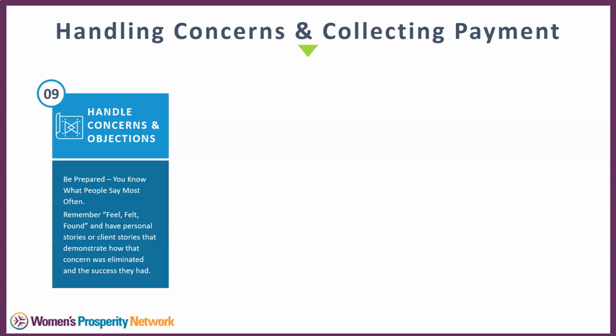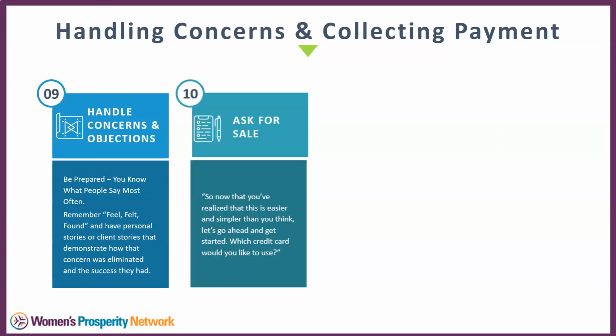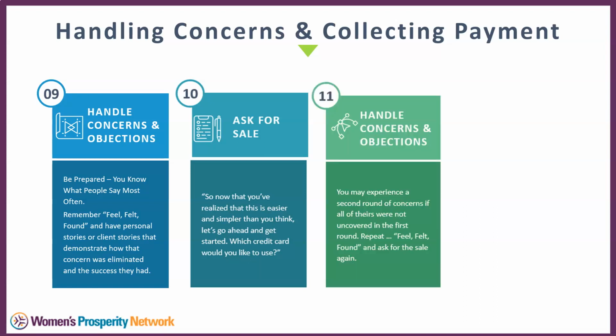So feel, felt, found, using personal stories or client stories of how you overcame the objection. Once you go through that process, it's time to ask for the sale again and say something like, "So now that you've realized that this is easier and simpler than you think, let's go ahead and get started. Which credit card would you like to use?" Again, you may run into some concerns or objections and use the same formula again from feel, felt, found.